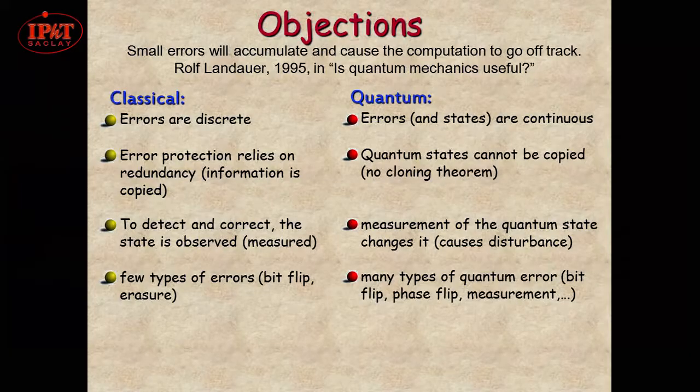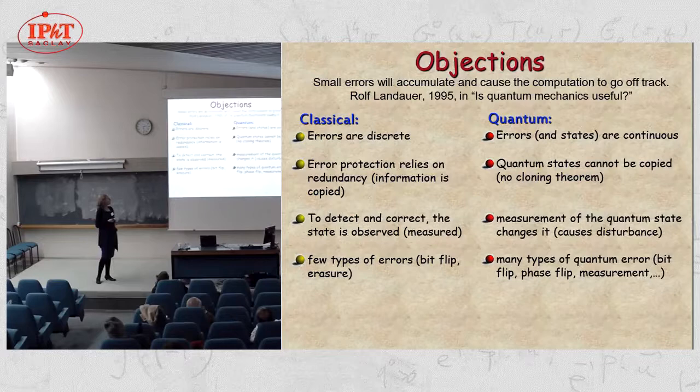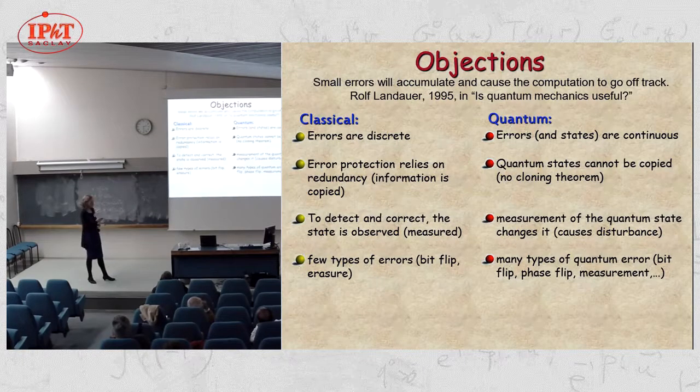And classically, as I mentioned, what can happen? Well, the bit can get flipped, it can get lost. That's basically all that can happen. In a quantum case, as we have also seen in the previous talk, a bit can flip, a phase can flip, it can slightly rotate, a measurement can happen, all kinds of things can happen. What do we do?